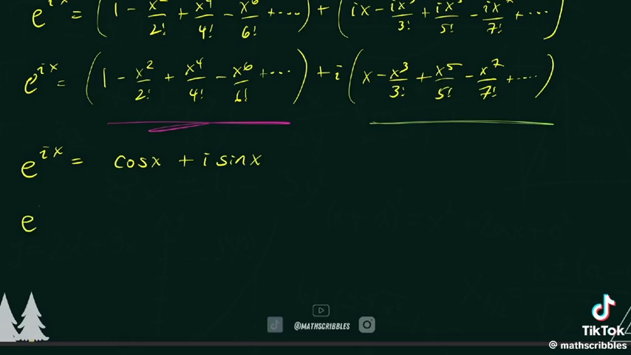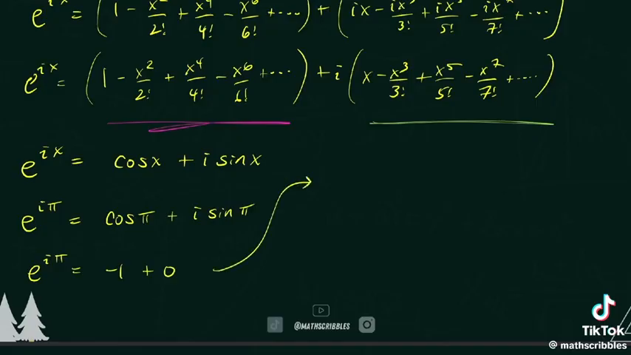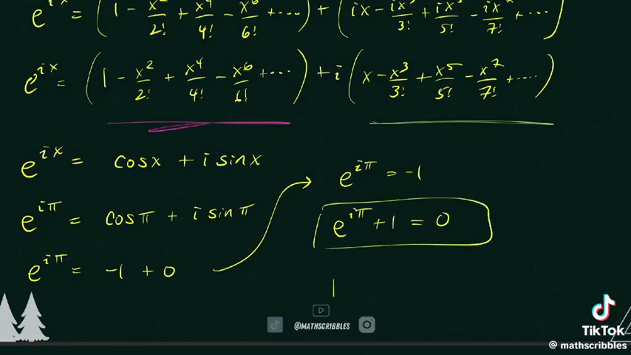But now let's insert a pi in for our x. So we have cosine of pi plus i sine of pi. And we can evaluate e to the i pi is equal to cosine of pi, which is -1, plus 0 because sine of pi is 0. That's going to give us e to the i pi is equal to -1. And we could bring that -1 to the other side. So we have e to the i pi plus 1 is equal to 0. And this right here is the Euler formula.